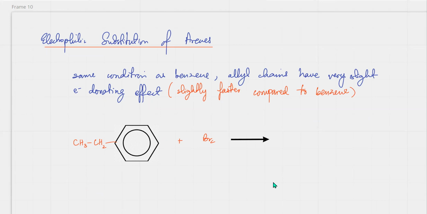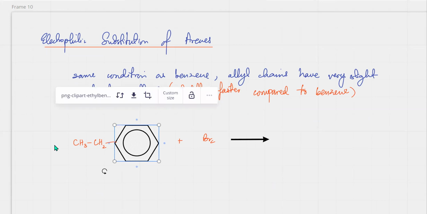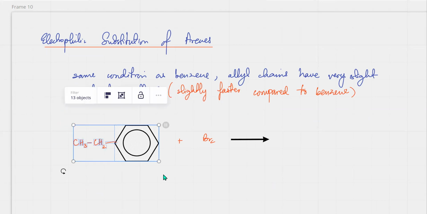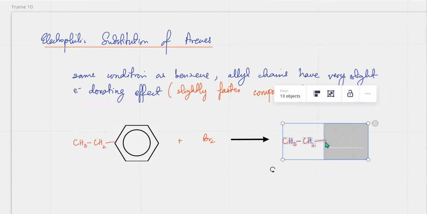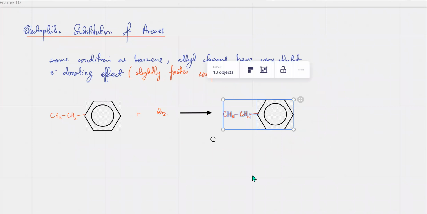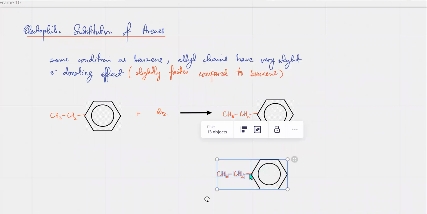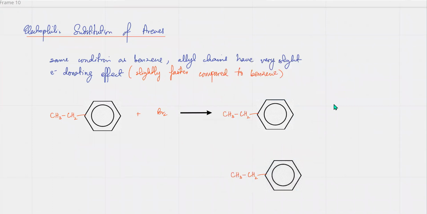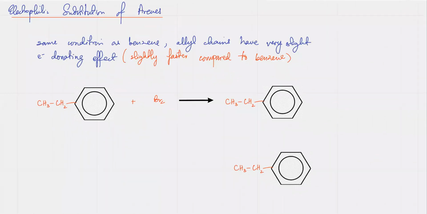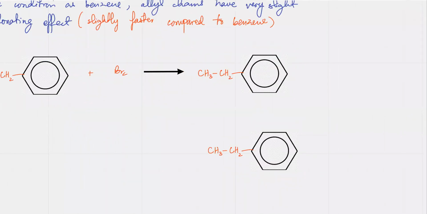remember, it's a 2,4,6 directing group. So I'm going to copy the whole thing, and I'm going to get two different molecules as a product. Remember, because of this carbon chain, which was having an electron donating effect, the electron density was higher at these positions.